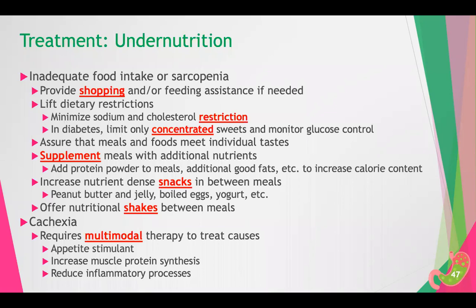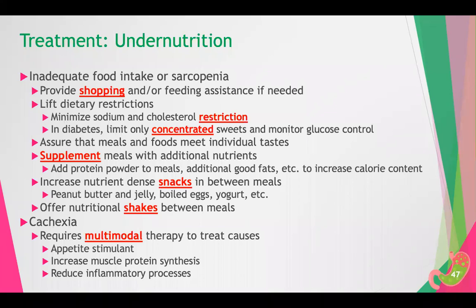Supplement meals with additional nutrients, so adding protein powder to meals, adding additional good fats to sauces, and doing different things to increase calorie content can be good. We can also increase nutrient-dense snacks in between meals, so peanut butter and jelly, boiled eggs, yogurt, different foods that have a high caloric content but also have nutrients. And offer nutritional shakes between meals. This can also be helpful in those who are undernourished.